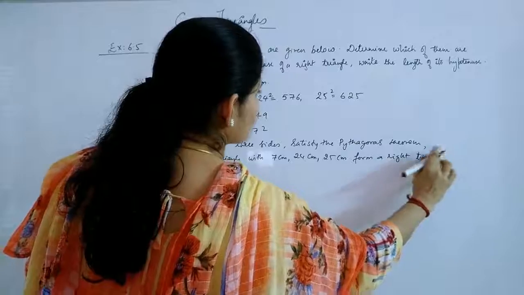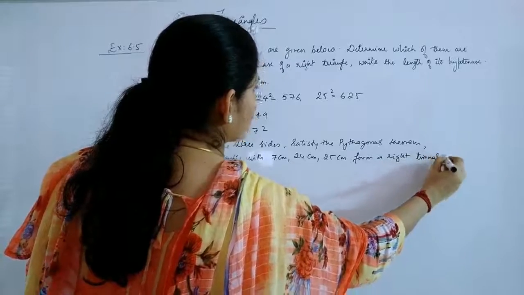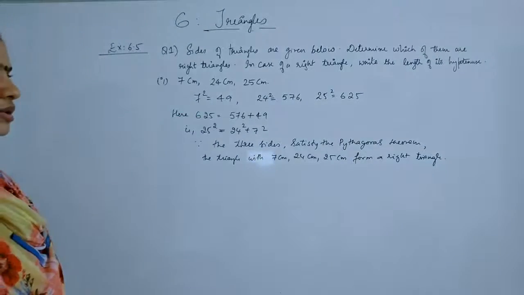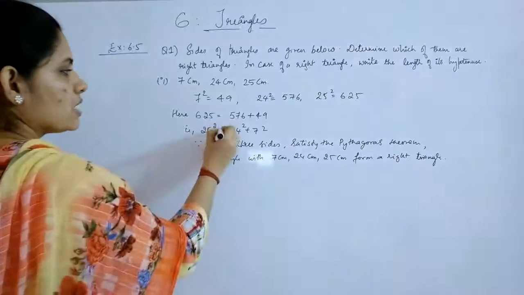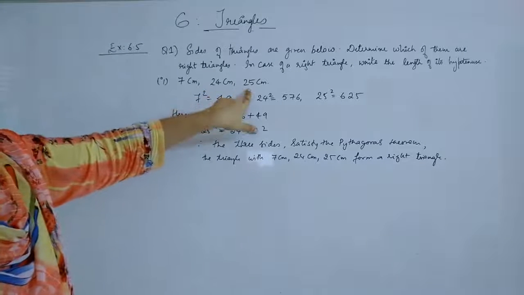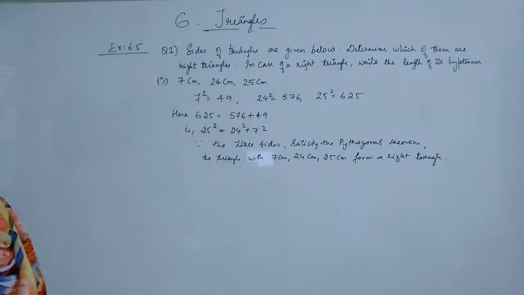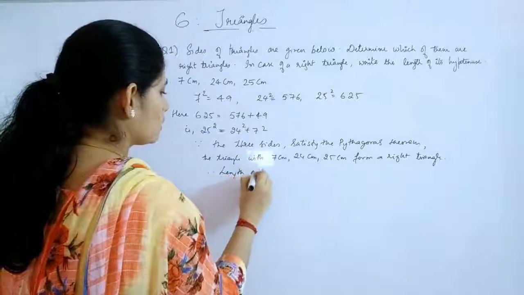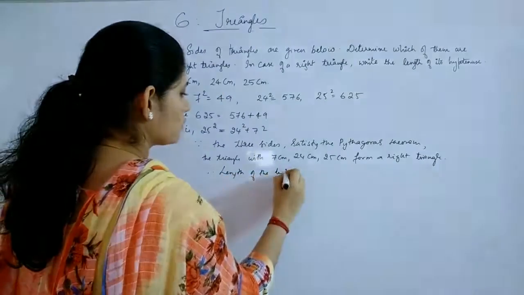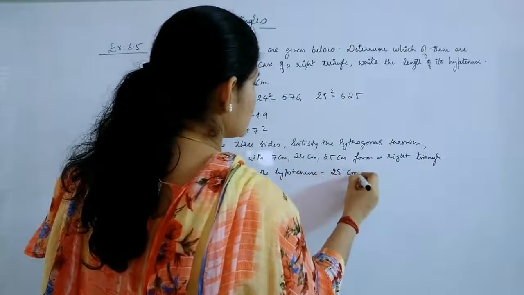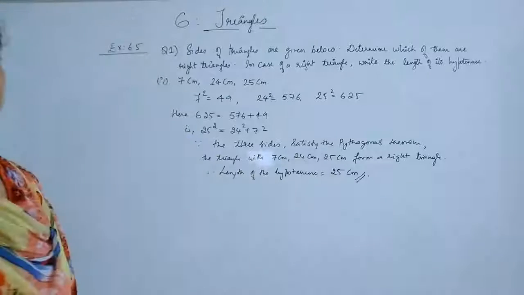Now when we say that it is a right triangle, they are asking us to find out the length of the hypotenuse also. Now which will be the hypotenuse? The biggest side's length, that is the length which is higher in value, will be the hypotenuse of the triangle. Therefore, the length of the hypotenuse of this triangle will be 25 centimeters. Okay.